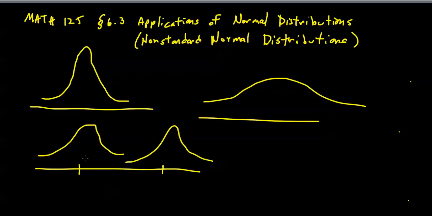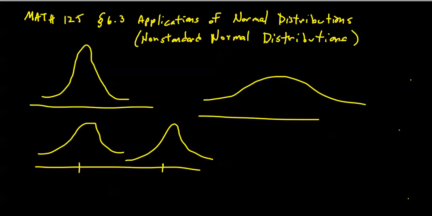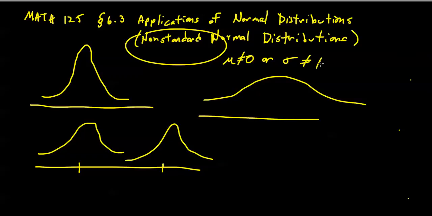Some may have the bell peak at higher values than others. So as we traverse up and down the number line, we can see normal distributions plotted everywhere along the number line. Now in 6.2, we talked about standard normal distributions where the mean was 0 and the standard deviation was 1. In non-standard normal distributions, the mean may not be 0 or the standard deviation may not be 1. And we're going to learn today how to deal with that situation. Let's refresh our memories regarding section 6.2.